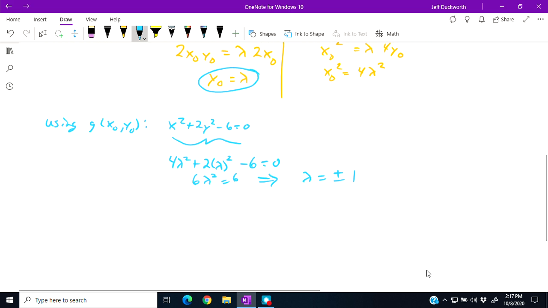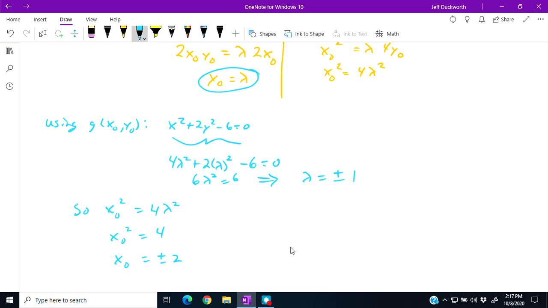And if lambda is plus or minus 1, we've got our x naught squared equal to 4 lambda squared. Either 1 or negative 1 squared is just 1, so that's going to be 4, which means our x naught is plus or minus 2.